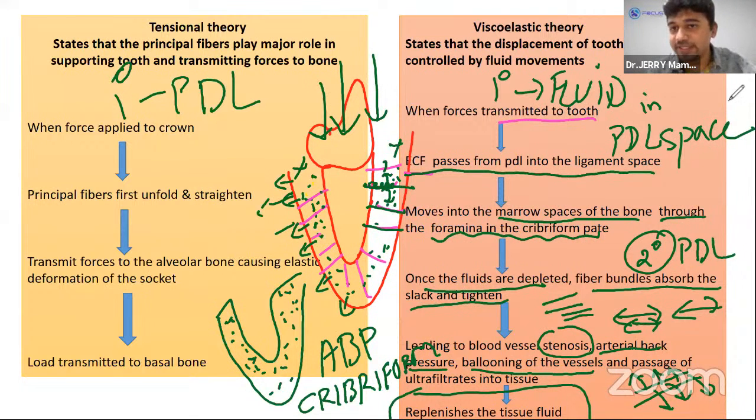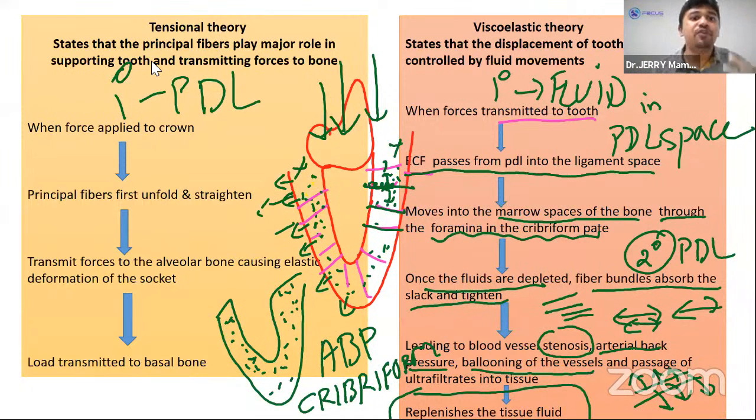Okay, so I hope that is clear. I have got feedback from everybody saying that they understood both the theories. So now this should be with you forever. This concept you should not forget. You may get questions like how is the fluid replenished, how is the ultrafiltrate formed, or how is the ultrafiltrate escaping out? It is through the cribriform plate, through the foramina in the cribriform plate.